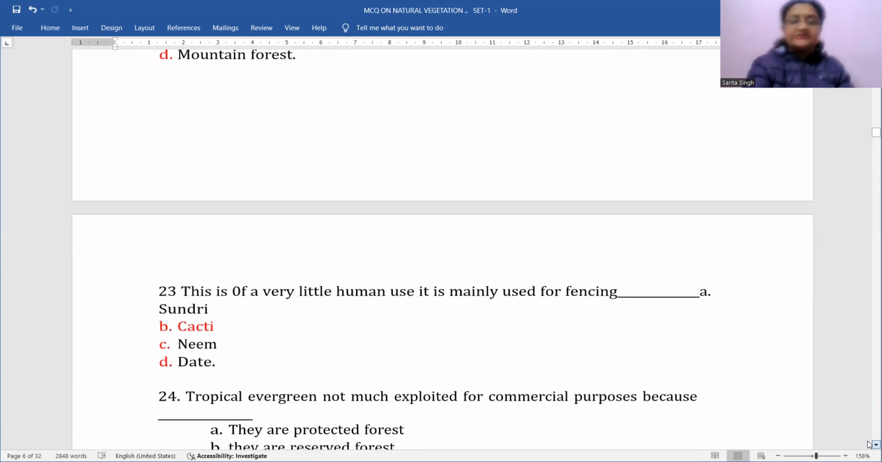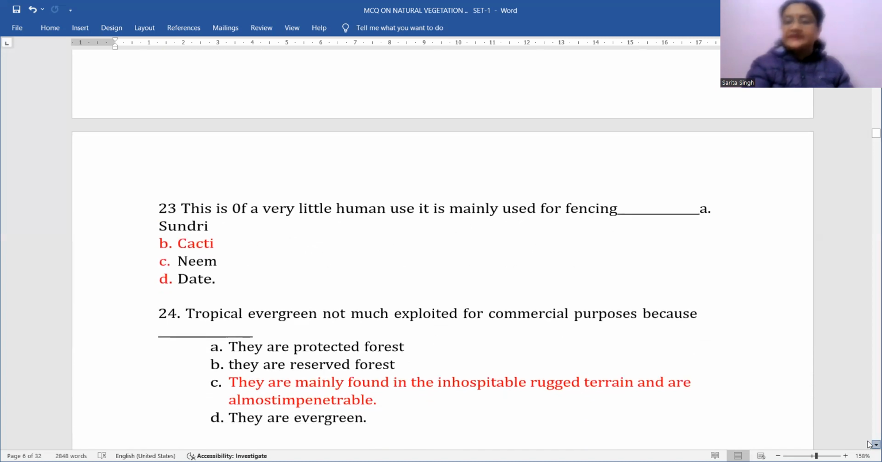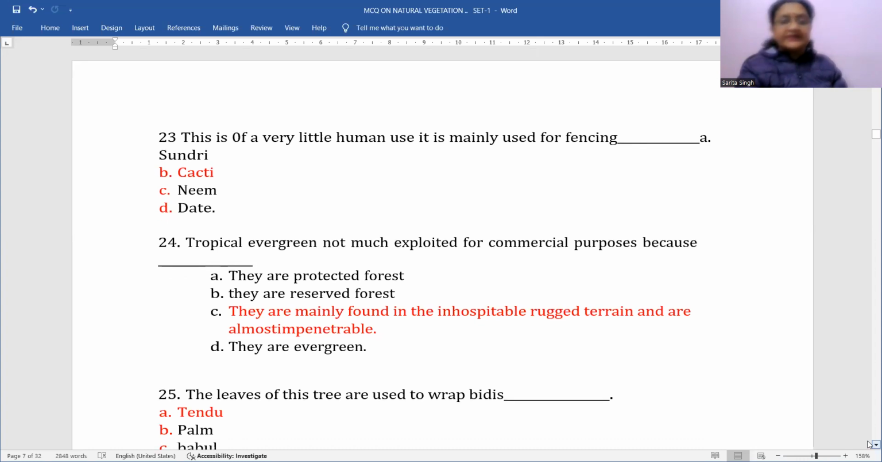Then next question is, this is of a very little human use. It is mainly used for fencing. फेंसिंग के लिए कौन सा इनमें से यूज करते हैं हम प्लांट या ट्री? नंबर 1 is सुंदरी, right? Number 2 is cacti, number 3 is neem, and number 4 is date, right? So the answer is going to be cacti, right?